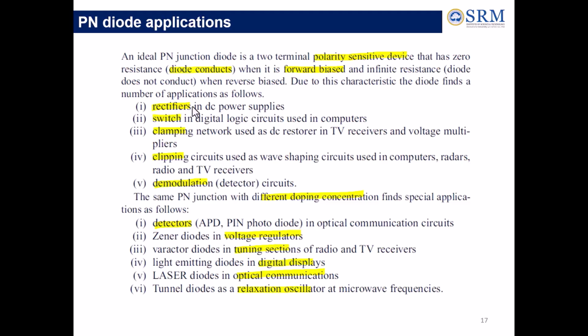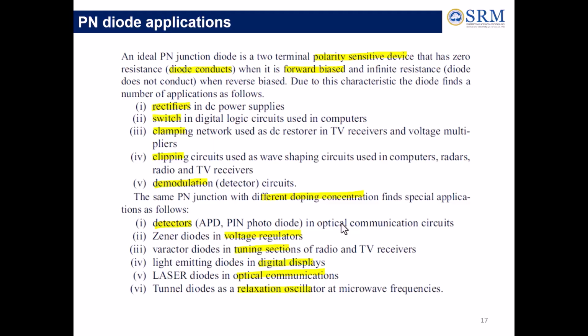As a rectifier, it is used in DC power supply, as a switch in digital logic circuits which are used in computers, and clamping networks are used as a DC restorer in TV receivers and voltage multipliers. And the clipping circuits are used as wave shaping circuits in computers, radars, radio and TV receivers, and demodulation circuits.